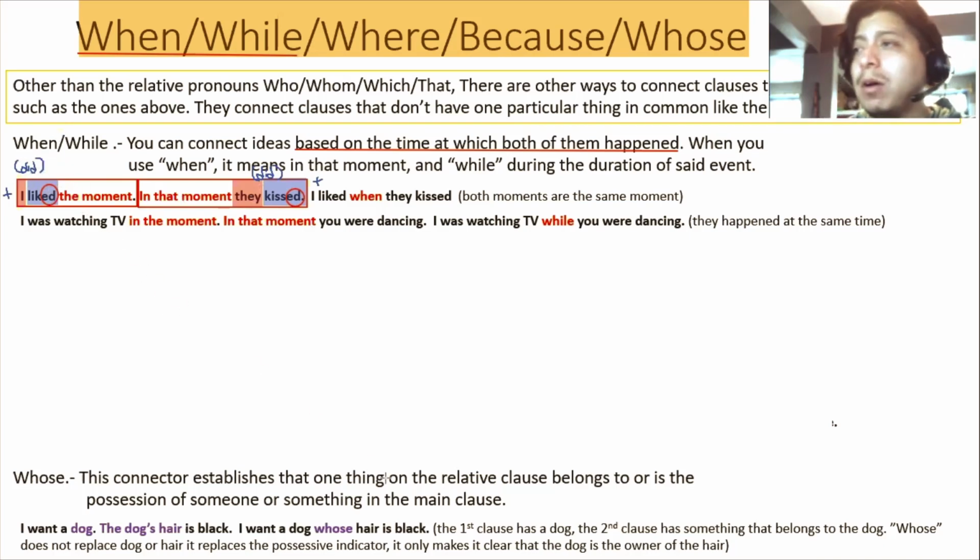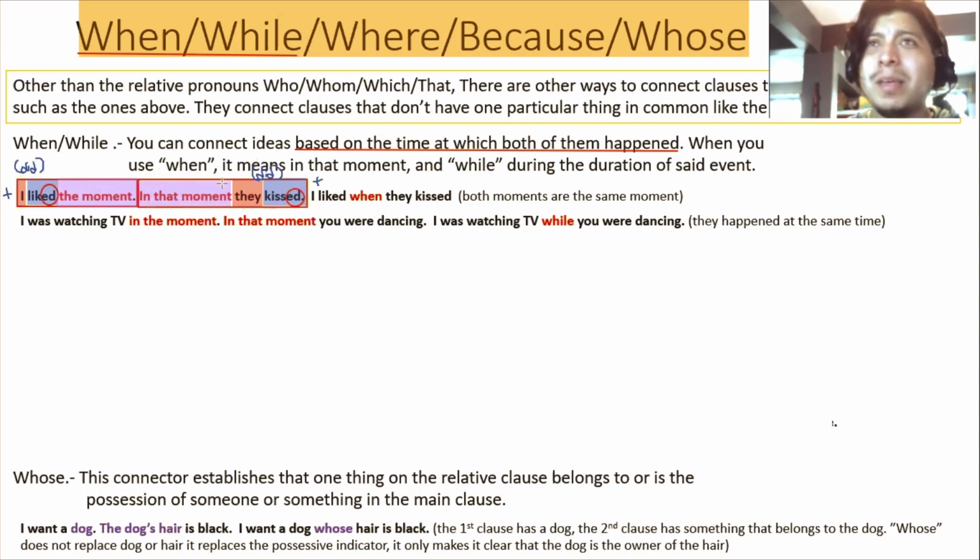And then we have a complement. In this case, well, this is the complement. The complement is in that moment. I had to change this. In this case, this complement could be at the end also. They kissed in that moment. So normally this will be at the end. I place them together because, as you remember, they have to be together to be able to combine them. Okay? I like the moment they kissed in that moment.